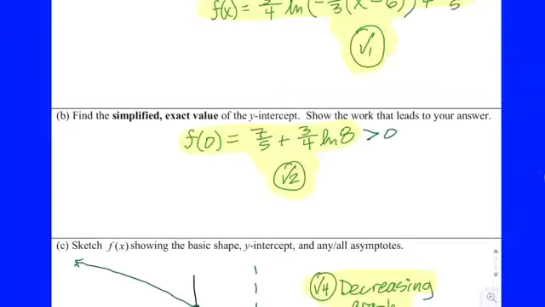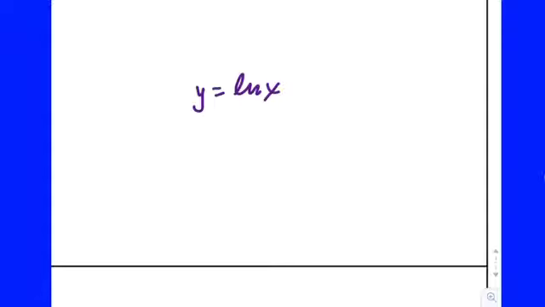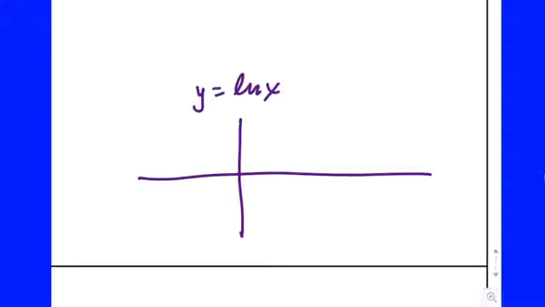All right, and the next part, sketch the graph. Okay, well, here's where the wheels came off for some. Our parent function is y equals the natural log of x. Does the natural log of x have a vertical or a horizontal asymptote? It's a vertical asymptote, right? And it looks like this. So if you don't know your parent functions, that's not good.